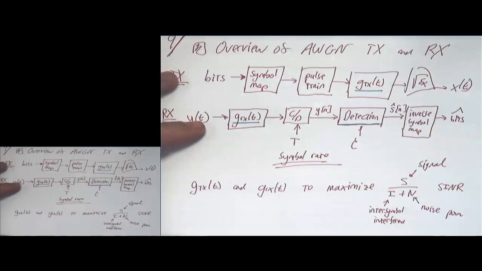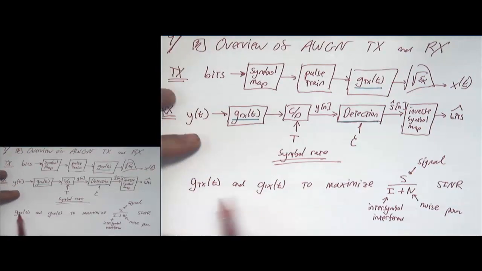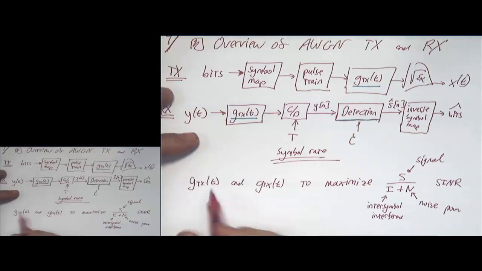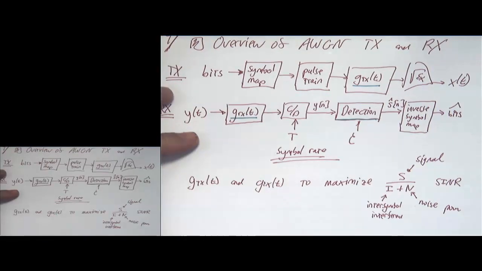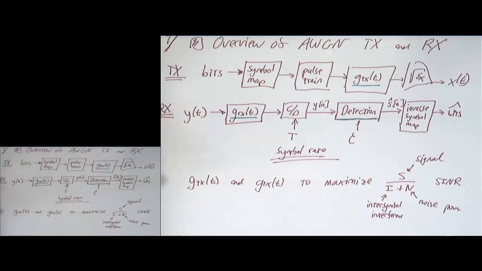So what we do Wednesday is we find a formula here for G_TX and G_RX to maximize this quantity. And we're going to take into account the fact that the pulse shape has to be unit norm, and we're going to find that it has to satisfy a very special property. It's called the Nyquist pulse shape. Then we're going to talk about families of functions that satisfy that property, and then how to implement them here.